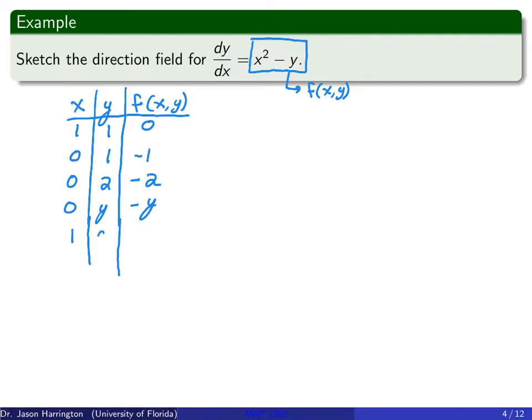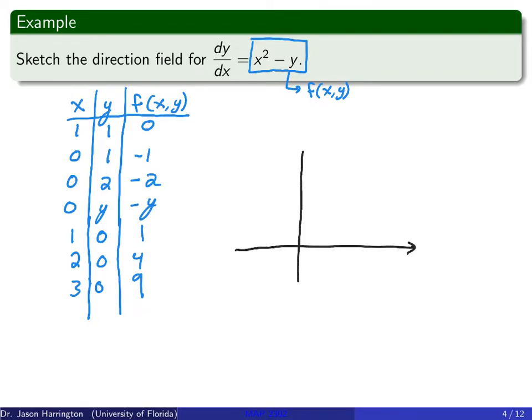If I put in values, let's say 1 comma 0, that's just going to be 1. 2 comma 0, that's going to turn into 2 squared minus 0, which is 4. And let's just put one more point for good measure. If I put in 3, 0, that's going to be 3 squared minus 0, which is 9. Now, the idea is I'm going to plot at each one of these points. This corresponds to a slope.